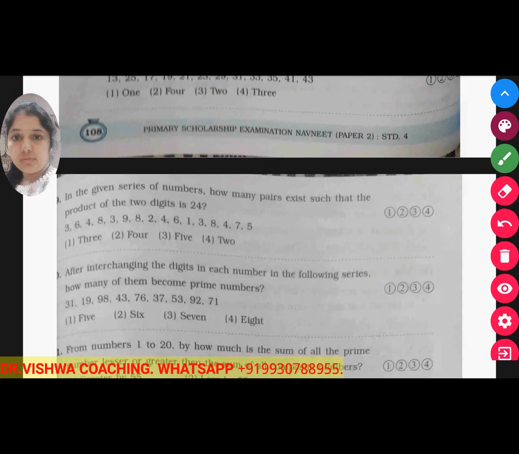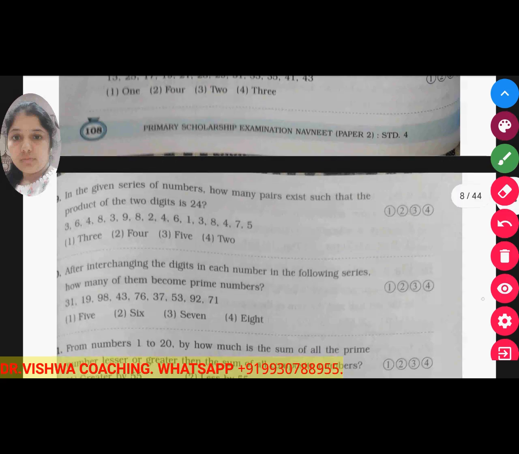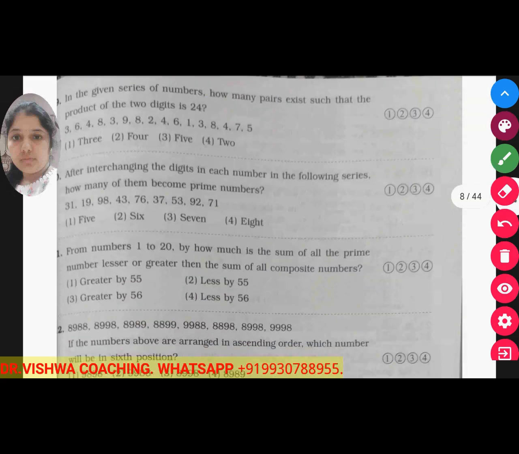In the given series of numbers, how many pairs exist such that the product of the 2 digits is 24? Now 6 4s are 24, 8 4s are 32, 8 3s are 24, again 4 6s are 24, 3 8s are 24. So 4 times. So the correct option is option number 2. So these are the very easy sums which are based on the number series.